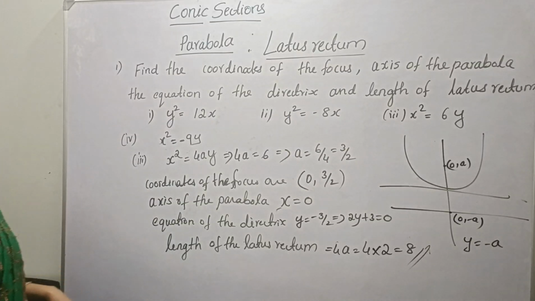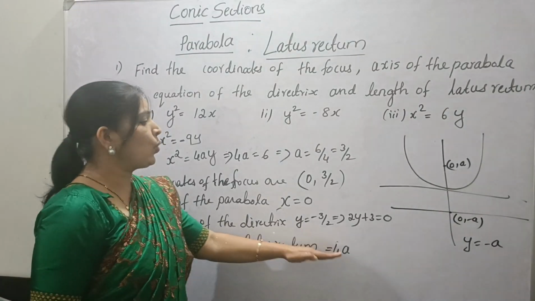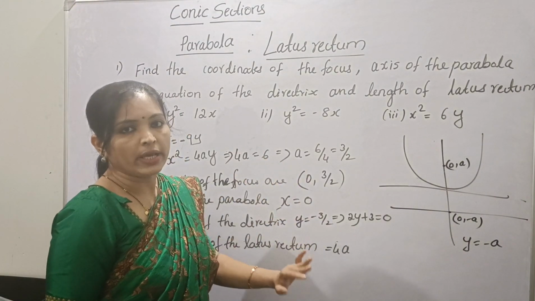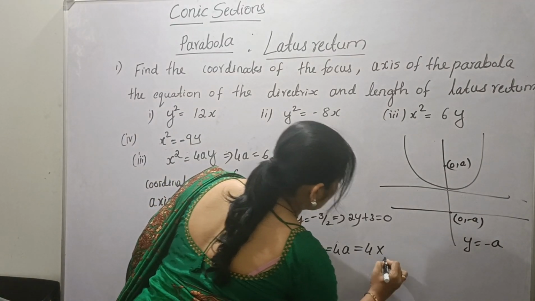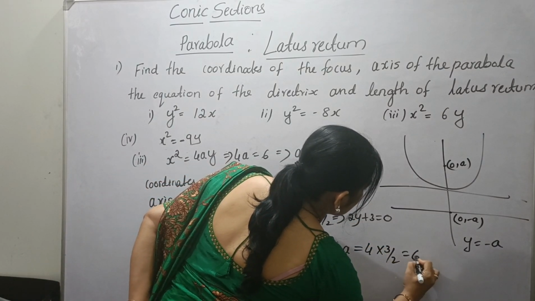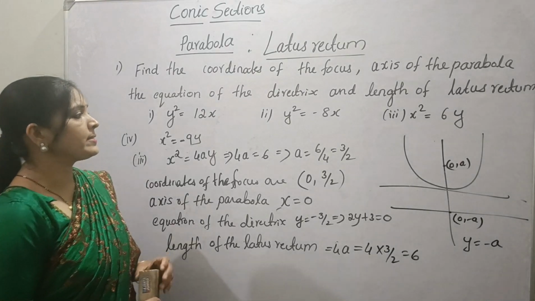Next, the length of the latus rectum, same formula. So here no need to check. For any parabola, the length is 4a. You just substitute the value of a. 4 into 3/2 is 6. Okay, the third one is done.